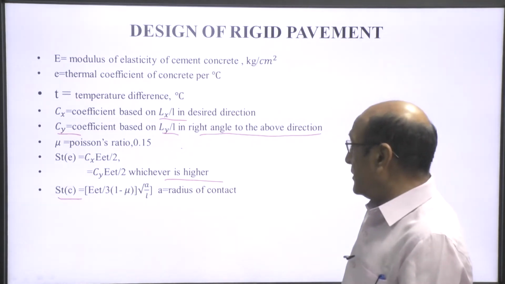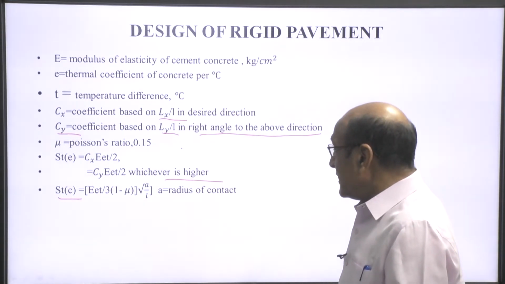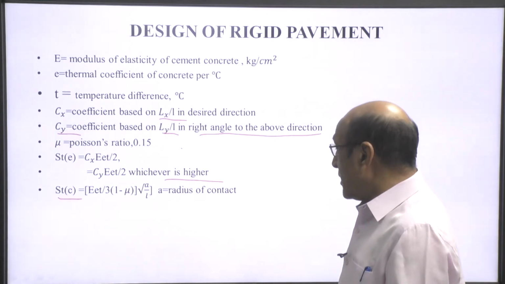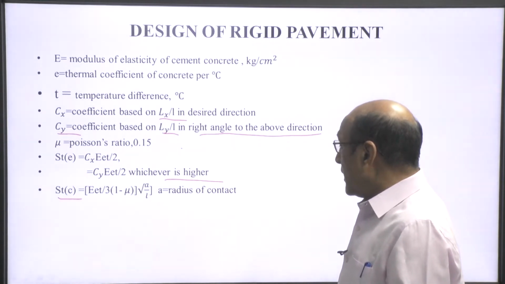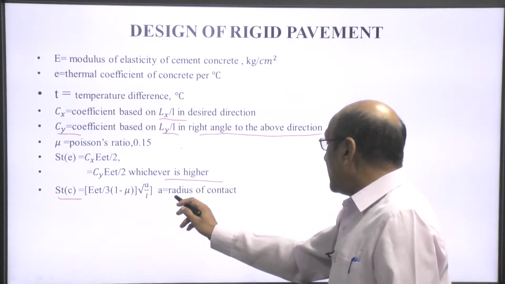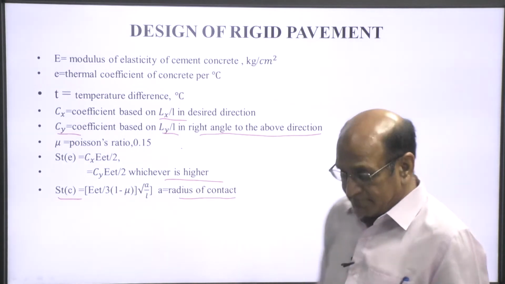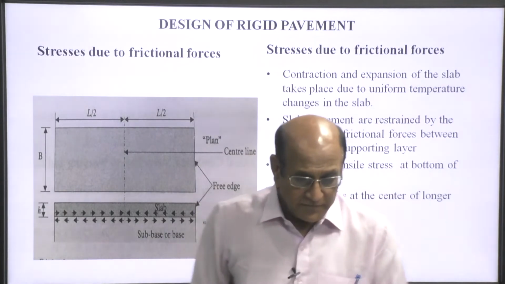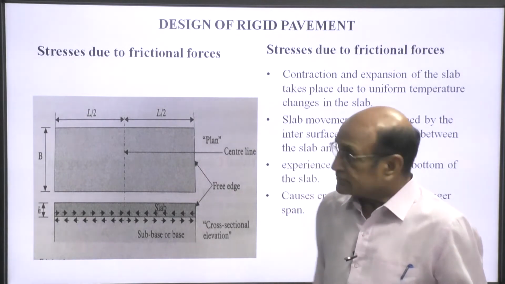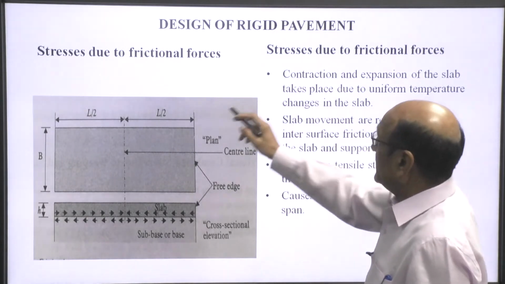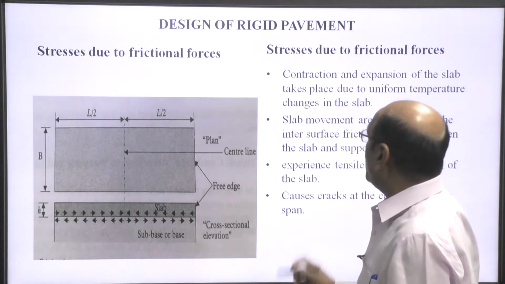Now, the stress at the corner, S_T corner, is E e t divided by 3 (1 minus mu) times root of a by l, where a is the radius of contact. So, now this is the stress due to friction forces.